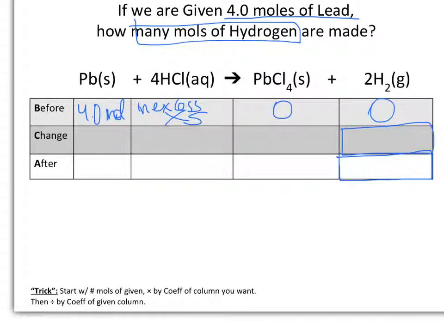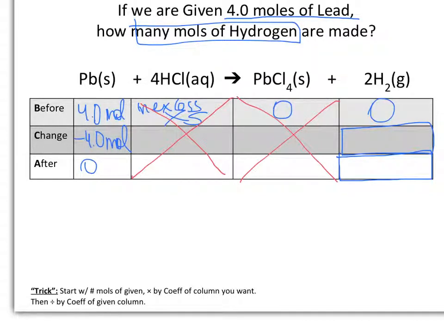Now, the next thing I'm going to do is, since I'm not asking anything about the HCl, I'm going to go ahead and cross it out. I'm not asking anything about the lead 4 chloride, so I'm going to go ahead and cross that out. So my next step now is to figure out what's happening to my lead and my hydrogen. Now my lead is going to go down by 4 moles because all of it's going to get used up, and at the end I'm going to have 0 moles.